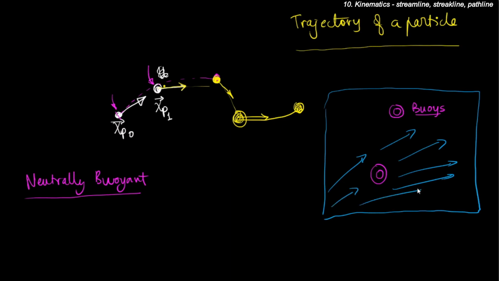So these are the ocean currents at the surface, and because of this, the buoys will be transported along the direction of the flow, and that is how we can find out the surface velocity at the ocean.